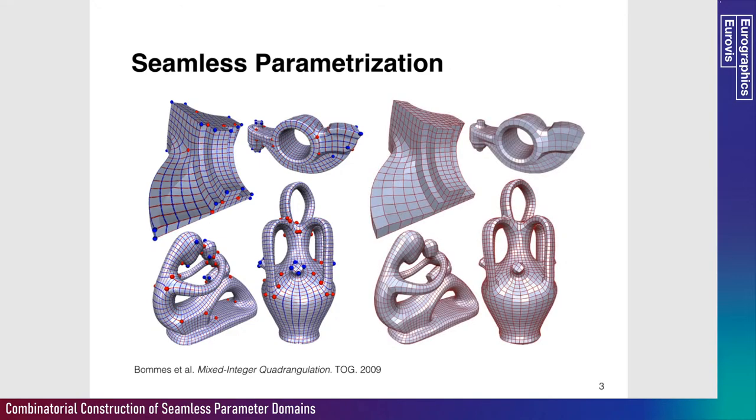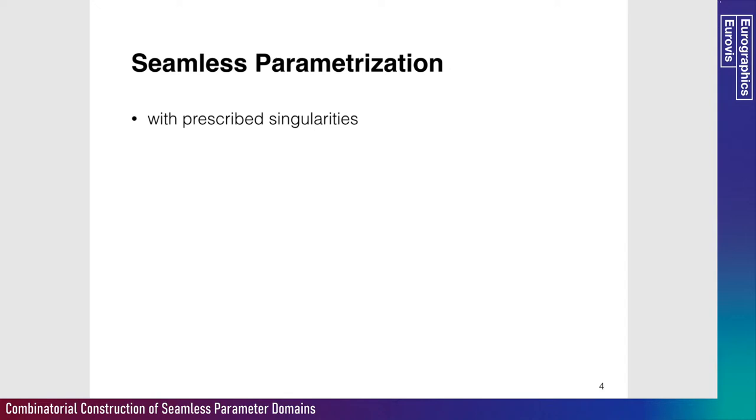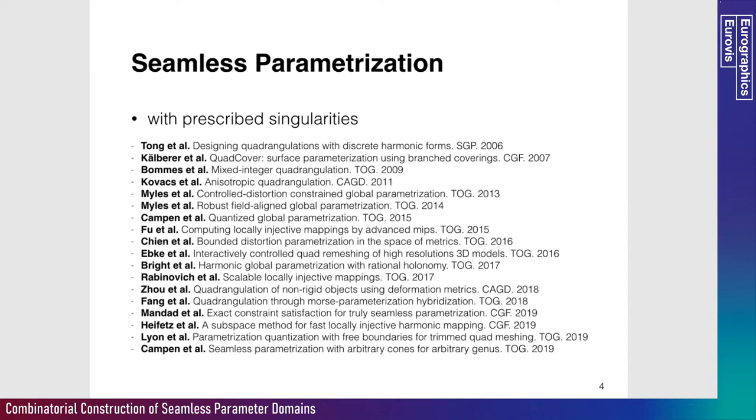The problem of computing seamless parameterizations with prescribed singularities has been considered in a long series of works, including the ones listed here. In some applications, singularities are prescribed intentionally by the user. In others, specialized algorithms generate optimized singularity configurations to be respected. These results have enabled the computation and optimization of seamless parameterizations with ever-increasing reliability and robustness.